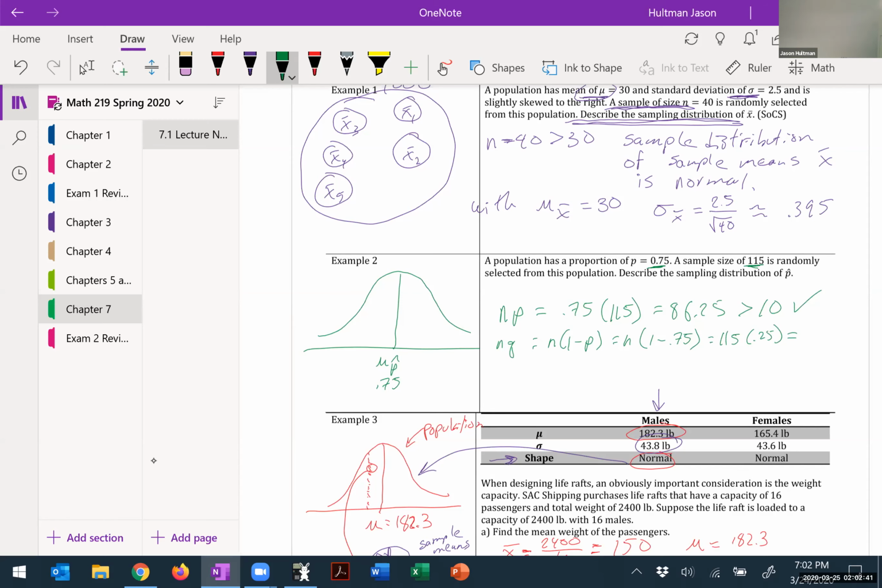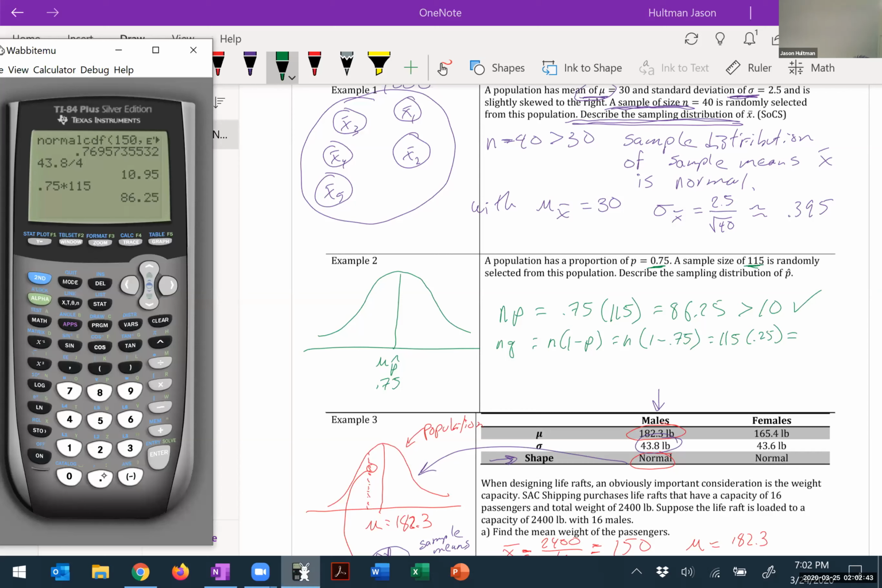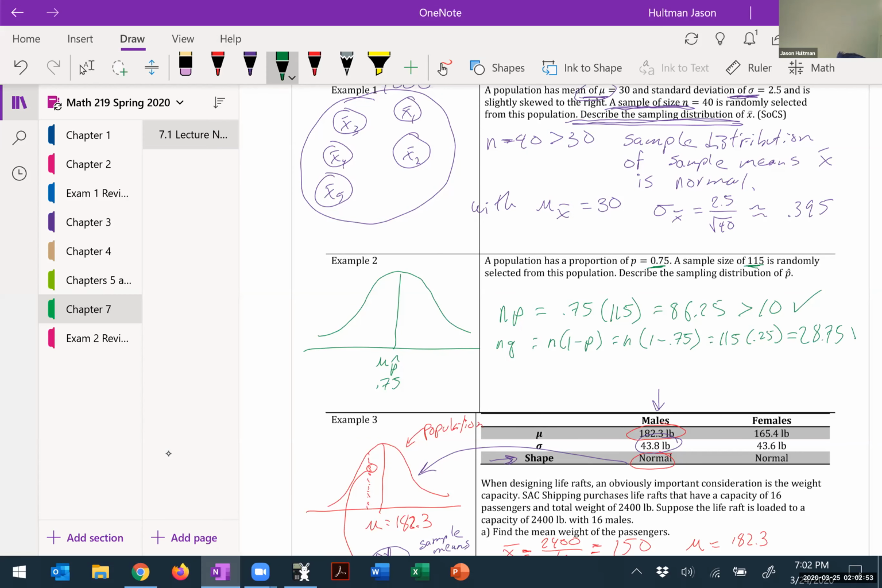That would be 28.75, if I do that one, 0.25 times 115. Okay, it is 28.75, which is greater than 10. And so that checks as well. And the other one is 16, greater than 10, so that checks.